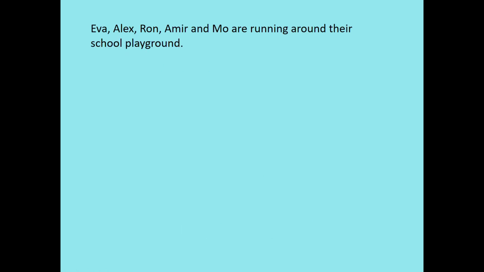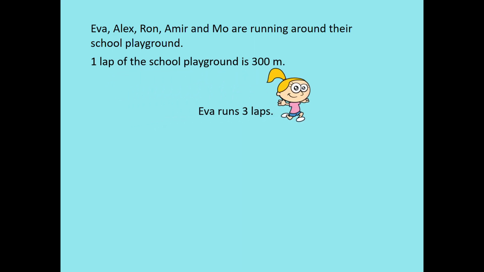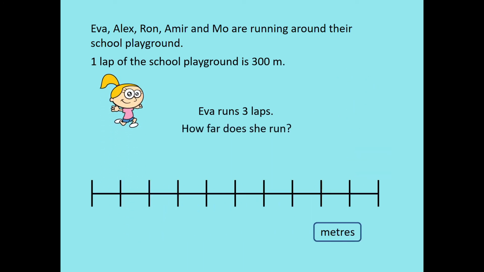Okay, so Eva, Alex, Ron, Amir and Mo are running around their school playground doing some PE today, guys. 1 lap of the school playground is 300 meters. Eva runs 3 laps. Have a think about how many meters that is. Hopefully you've got your answer. 3 lots of 300 meters is 900. 1 lap is 300, 2 laps are 600, and 3 laps are 900 in meters.